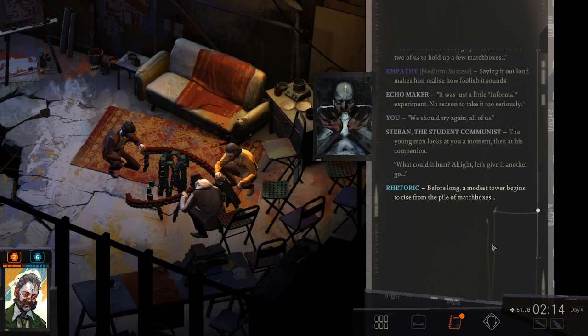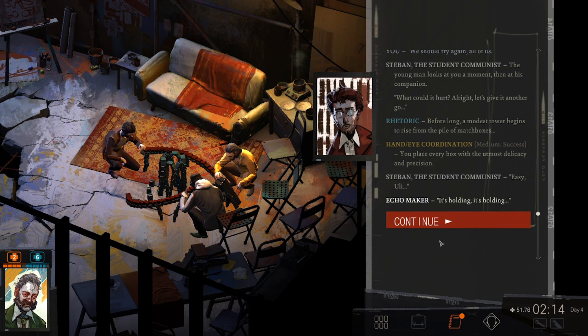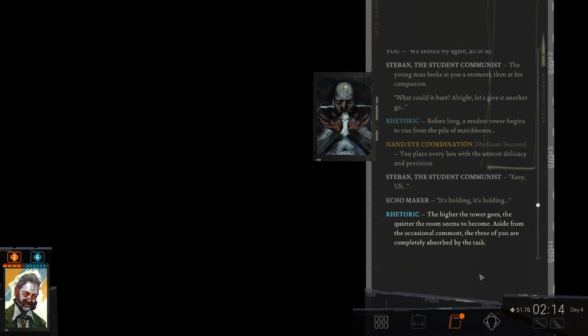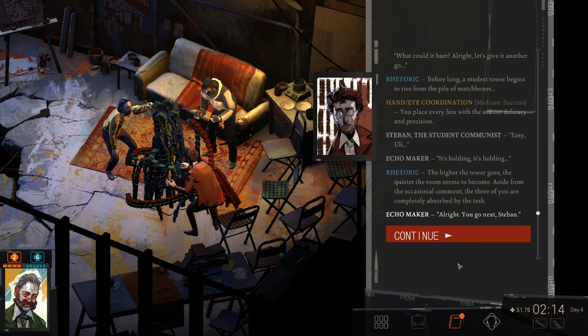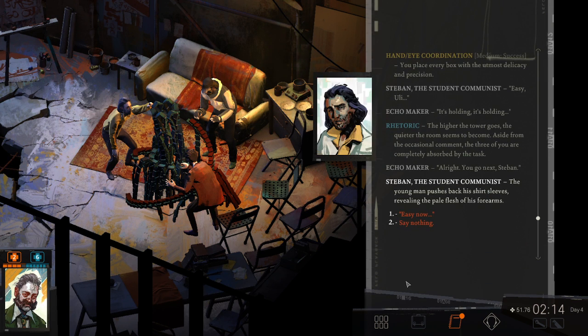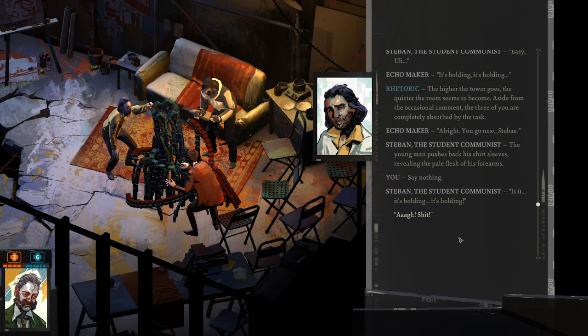Before long, a modest tower begins to rise from the pile of matchboxes. You place every box with the utmost delicacy and precision. Easy, Uli. It's holding. It's holding. The higher the tower goes, the quieter the room seems to become. Aside from the occasional comment, the three of you are completely absorbed by the task. You go next, Stepan. The young man pushes back his shirt sleeves, revealing the pale flesh of his forearms. Say nothing. Is it? He's holding. He's holding. Ah, shit.